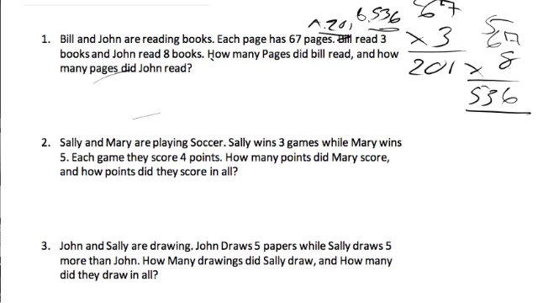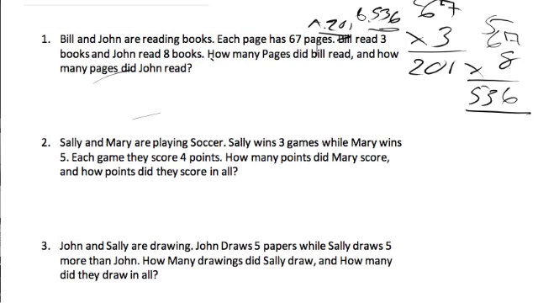So now for number 2. Number 2, Sally and Mary are playing soccer. Sally wins 3 games, while Mary wins 5. Each game, they score 4 points. How many points did Mary score, and how many points did they score in all?